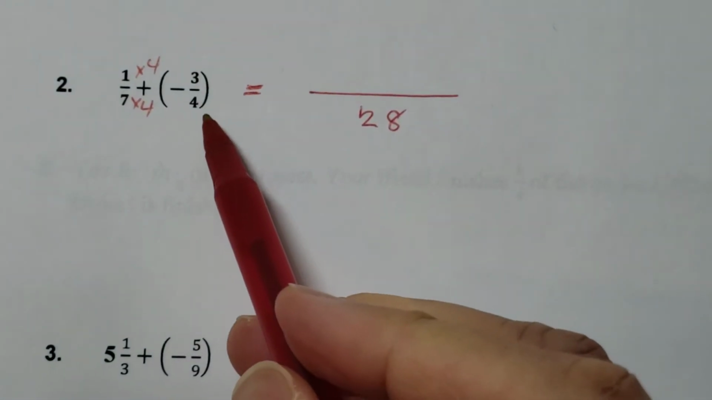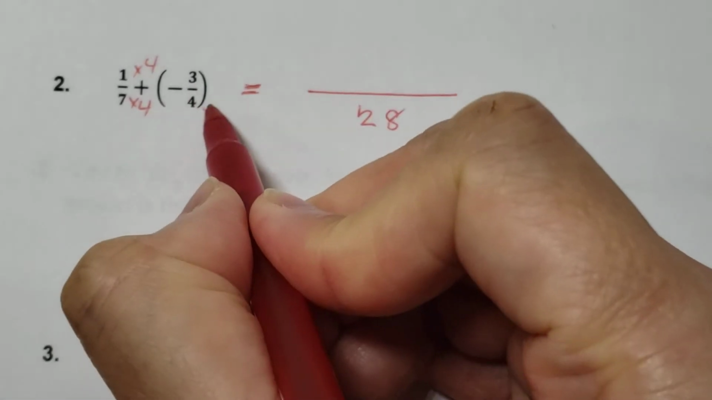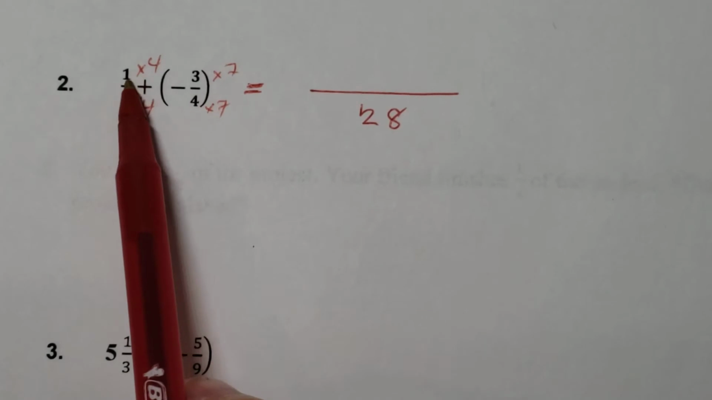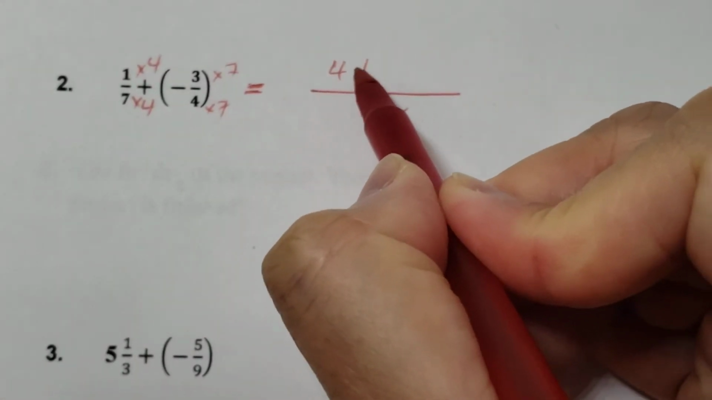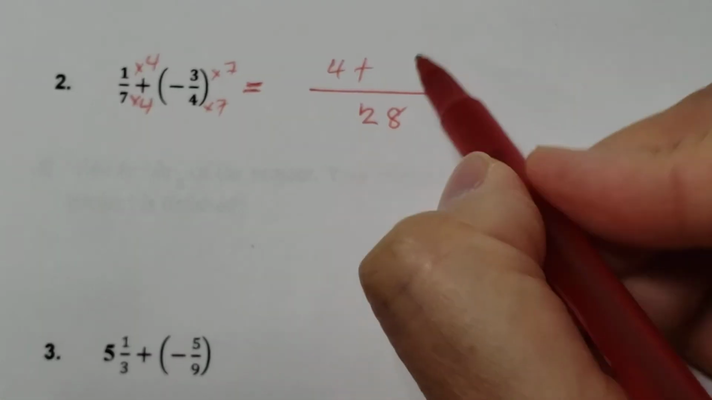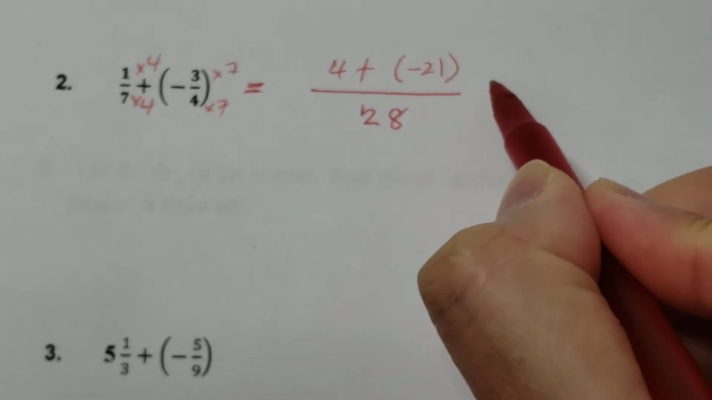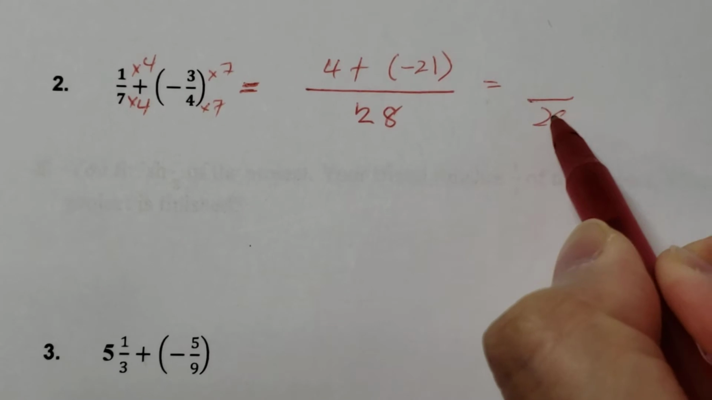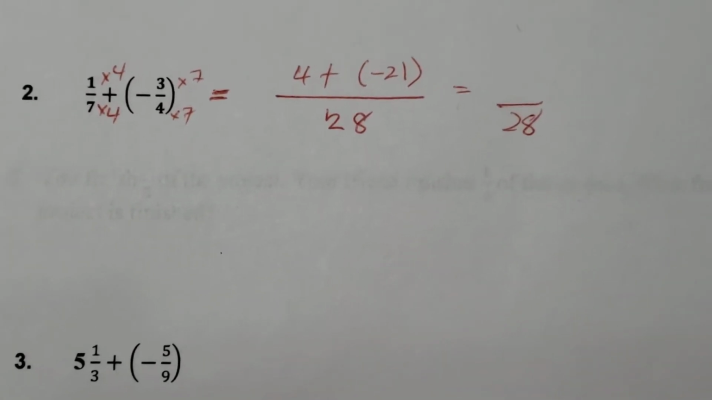The same thing: what did you multiply to 4 to get 28? Times 7, times 7. So now 1 times 4 is 4, plus negative 3 times 7. That's going to be a negative 21. Now we have the same denominator, 28. Will our answer be a positive or negative?